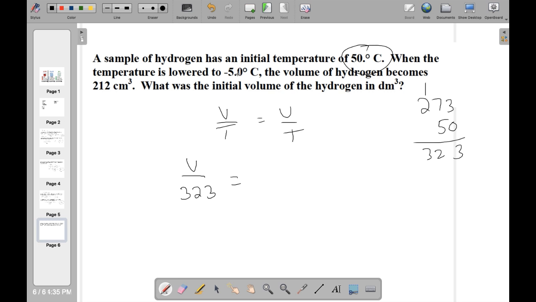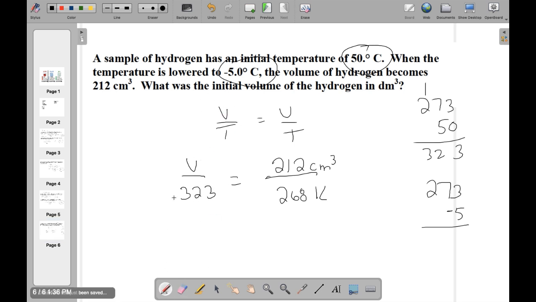When the temperature is lowered to -5, the volume of hydrogen becomes 212 centimeters cubed. Well, let's convert -5 to Kelvin, 273. So we're essentially saying -5 plus 273. So really we're doing -5 over here. So this should be 268 Kelvin.